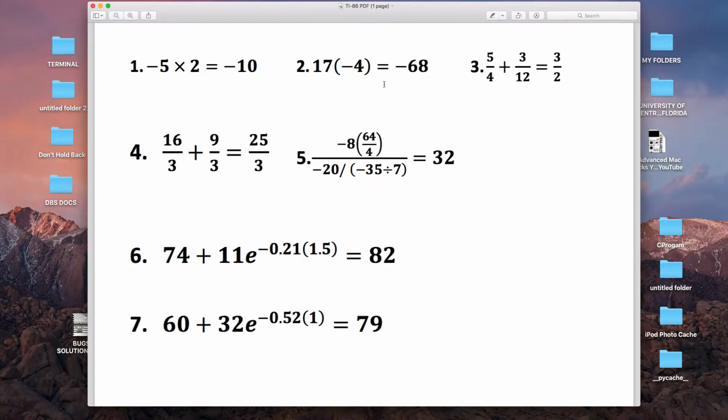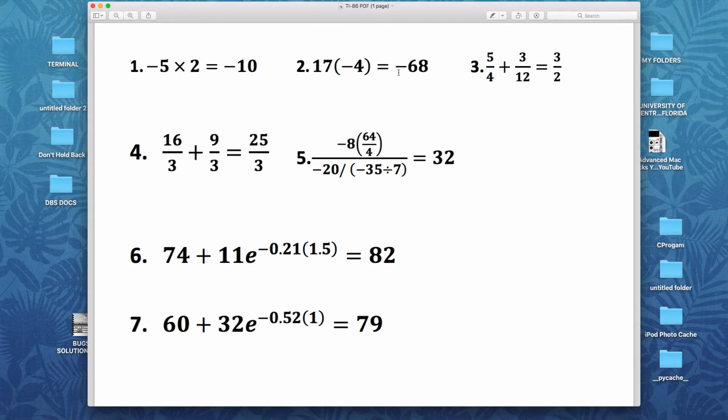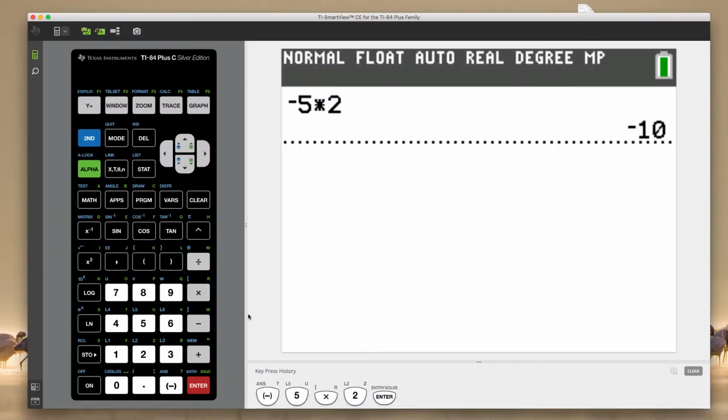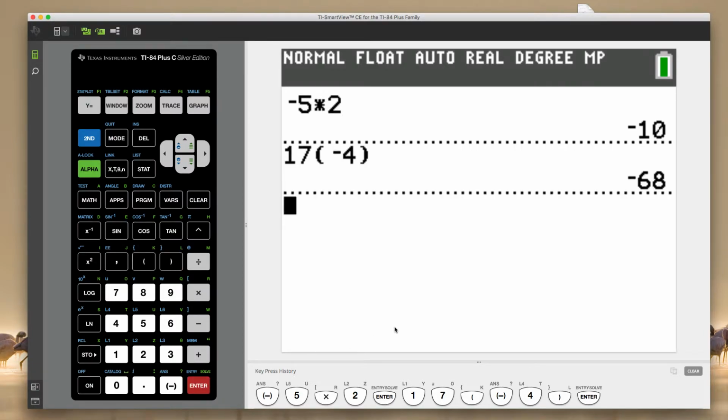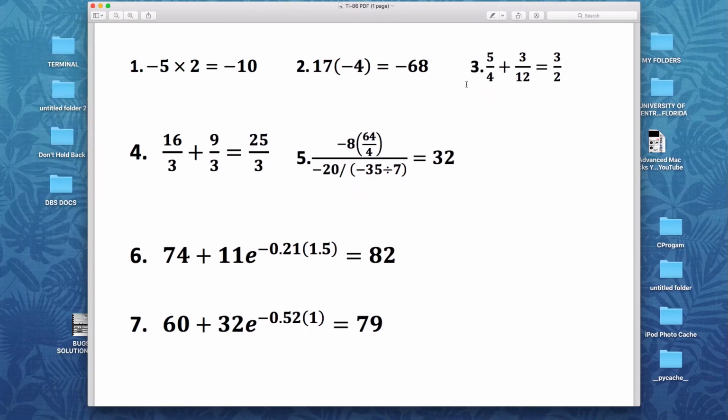Moving right along to the second problem, which was 17 times -4. We're just going to type in 17. We're going to use this parentheses right here: open parentheses, the negative sign, 4, closing parentheses, enter. That gives you -68. Moving right along to the third problem.